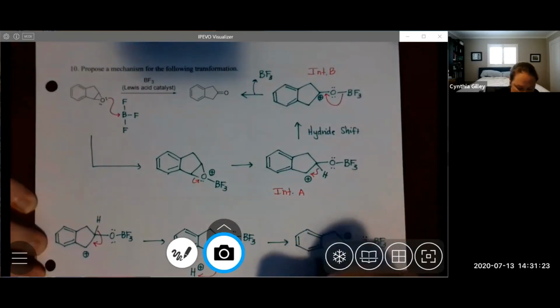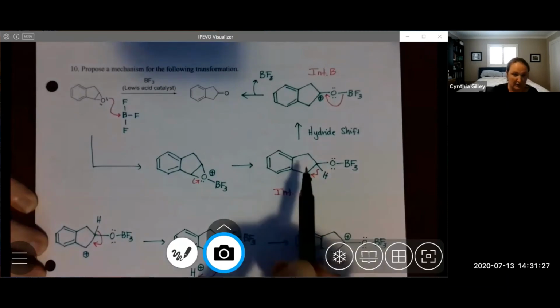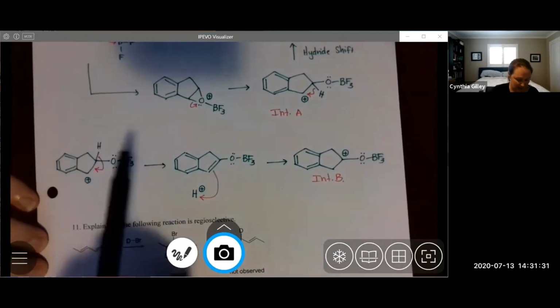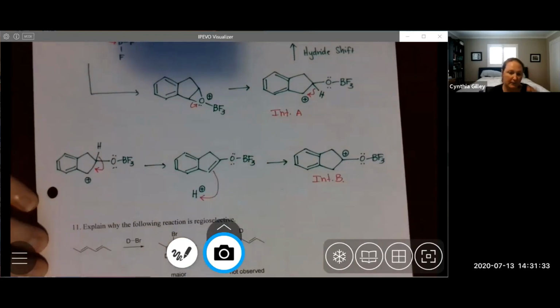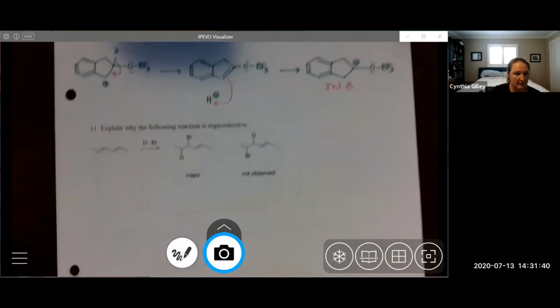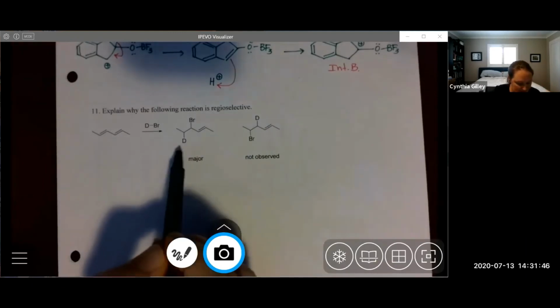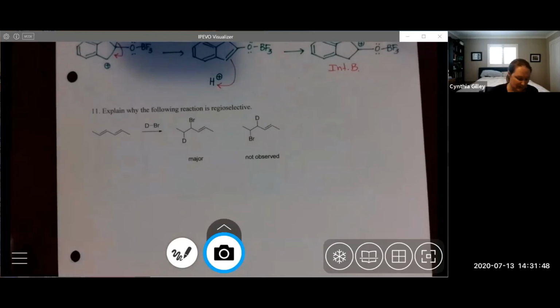This is another possible way to get to intermediate B. So either you show a hydride shift, or you could show a deprotonation at a different position to get to B. The next question is asking, why do we get this regioisomer observed in this reaction?